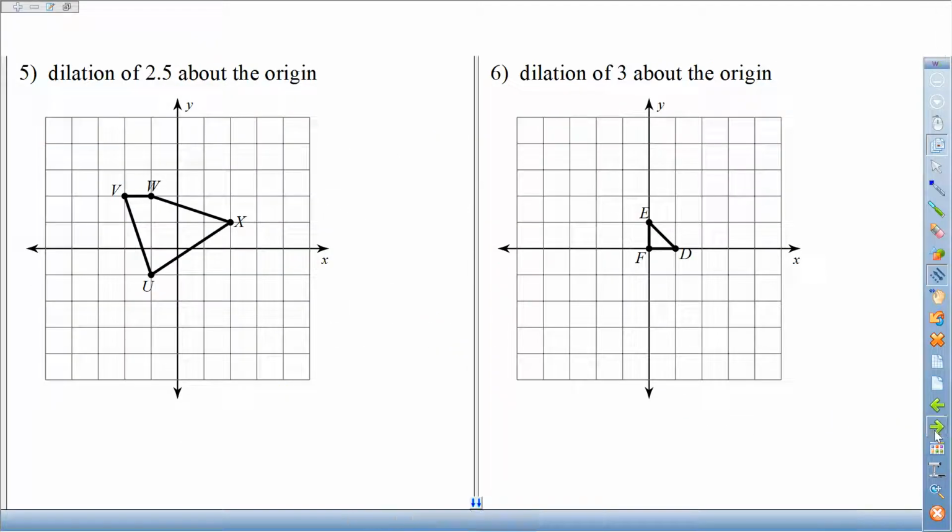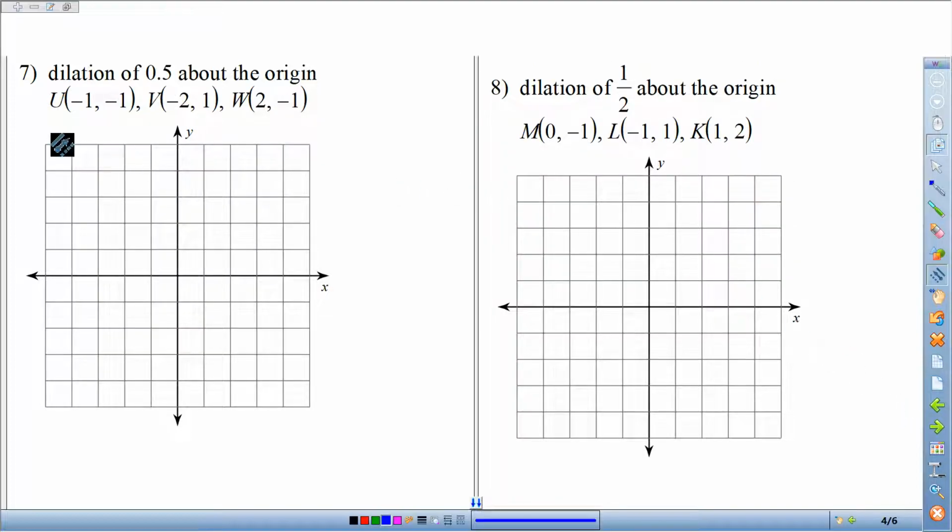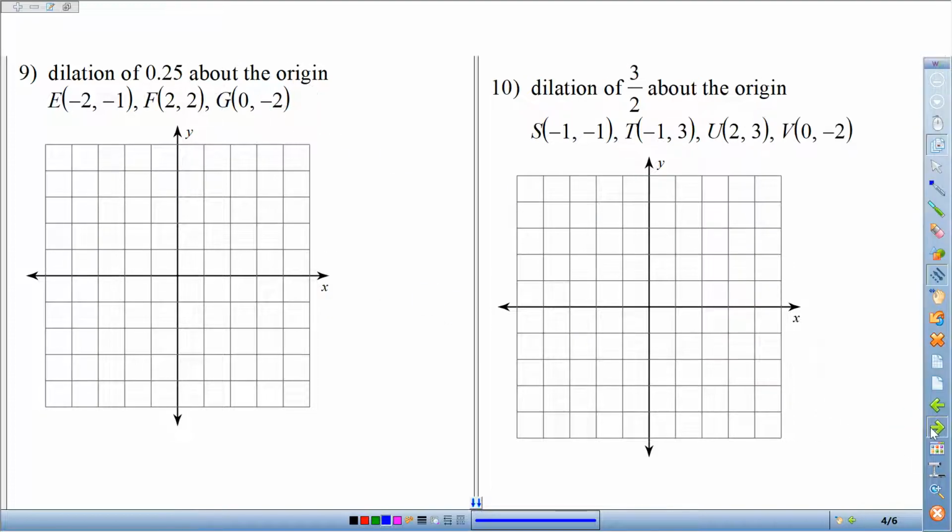When you get to the back side, the only difference in these problems is that they are actually giving you the original coordinates. So these are maybe easier than the front side, but I do want you to plot the original coordinates as well as the dilation. So show both things on these. I'm going to leave those to you because it's just more of the same.